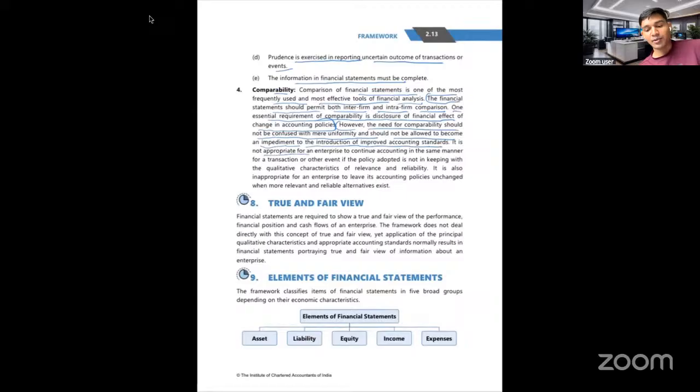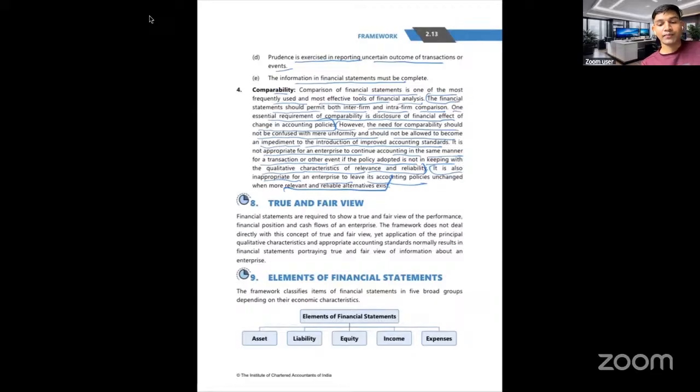It is not appropriate for an enterprise to continue accounting in the same manner for a transaction or other event if the policy adopted is not in keeping with the qualitative characteristics of relevance and reliability. It is also not appropriate for an enterprise to leave its accounting policy unchanged when more relevant and reliable alternatives exist.